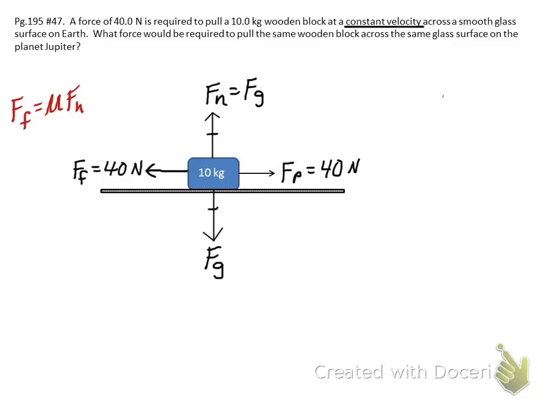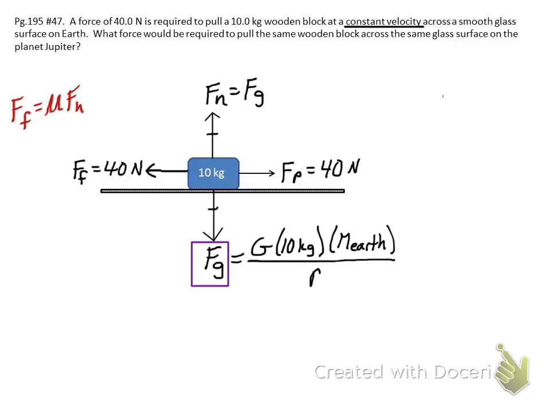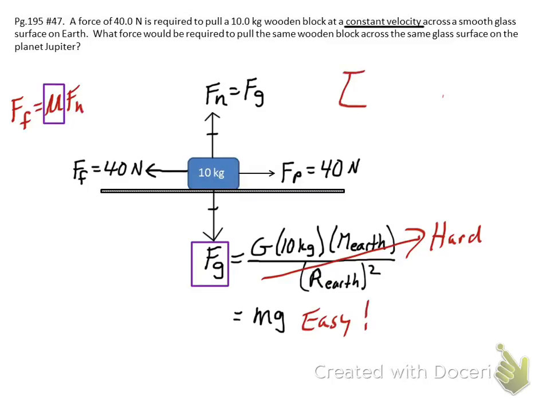Now I know we're all thinking that force of gravitation is equal to Newton's law of universal gravitation, and that will work. I can plug in the mass of the Earth and the radius of the Earth squared and all this other kind of stuff, and that'll work, but it's a hard way. We can just simply go m times g. It will give us the exact same answer. So I have everything I need to compute mu k.